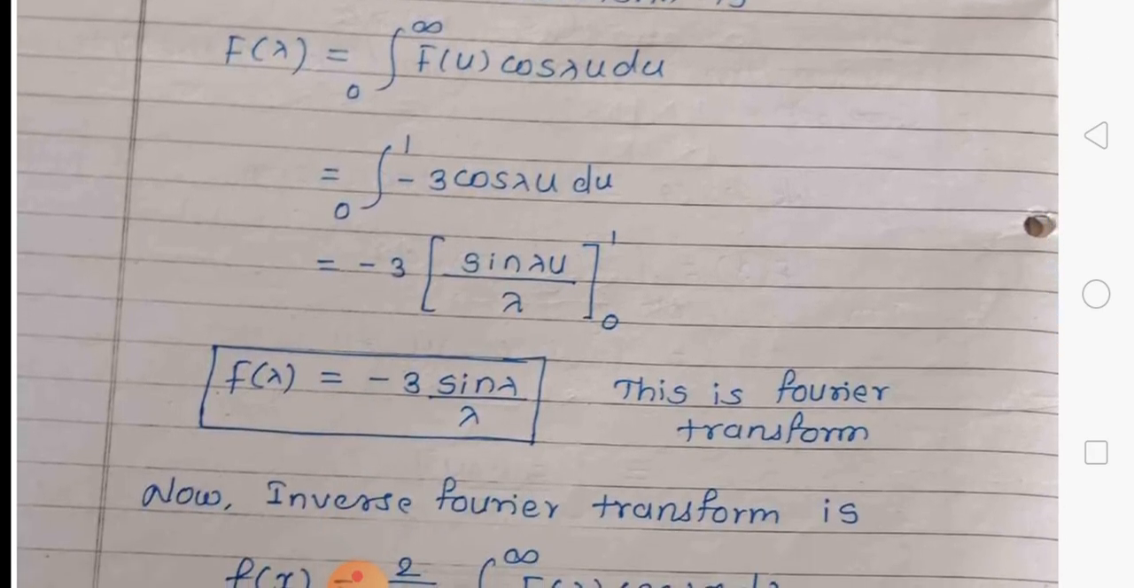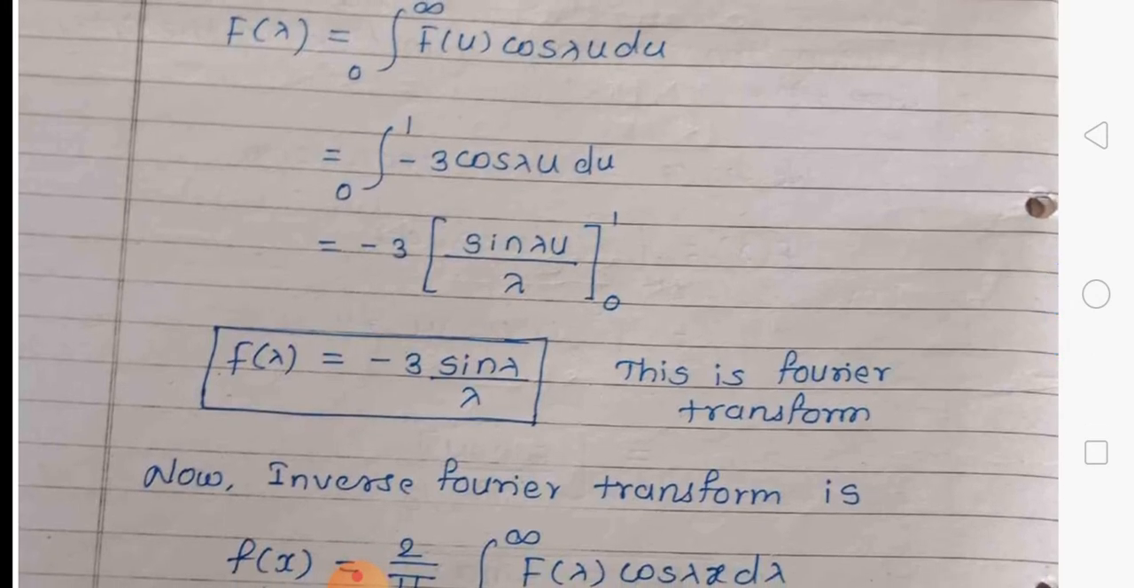We put the value of the function f of u between 0 to 1. If we take 1 to infinity, then the value of the function is 0. If we put in 0 to 1, the value is minus 3. Therefore, the integration from 0 to 1 of minus 3 into cos lambda u du. Now find the integration of cos lambda u. Here minus 3 is a constant, we take it outside. The integration of cos lambda u is sin lambda u upon lambda. Put limits from 0 to 1.